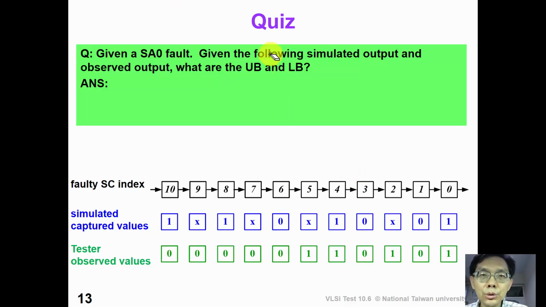Now it's time for you to work on this quiz. Suppose that we already know that there is a stuck-at-0 fault somewhere in this faulty scan chain. Given this simulation output and the tester observed output, please identify the upper bound and the lower bound of this scan chain fault. Now please pause the video and work on this quiz.